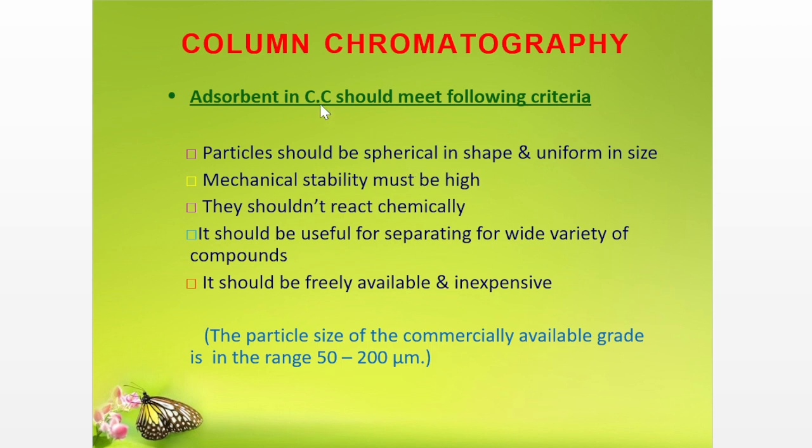Adsorbents in column chromatography should meet the following criteria. Here are some basic characteristics which should be followed by the adsorbent used in column chromatography. Particles should be spherical in shape and uniform in size. Second, the mechanical stability must be high. They should not react chemically. It should be useful for separating a wide variety of compounds. It should be freely available and inexpensive. The particle size of the commercially available grade is in the range of 50 to 200 micrometers.